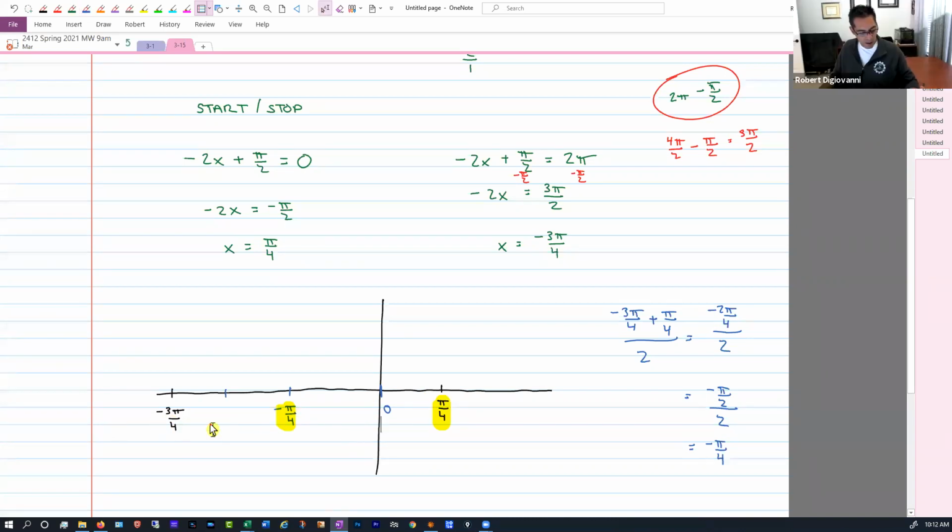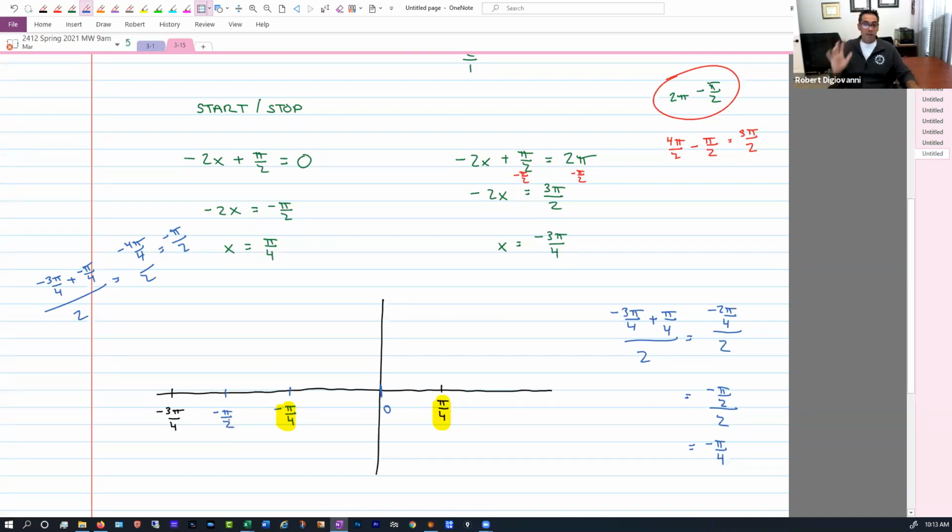So let's find the halfway point between these two. So I'm going to go -3 pi over 4, and I'm going to add to it -pi over 4. And then I'm going to divide that by 2. So I get, let's see, this is -4 pi over 4 over 2, which is just -pi over 2. Because 4 over 4 cancels, you just get -pi and then divide by 2. So this should just be -pi over 2.